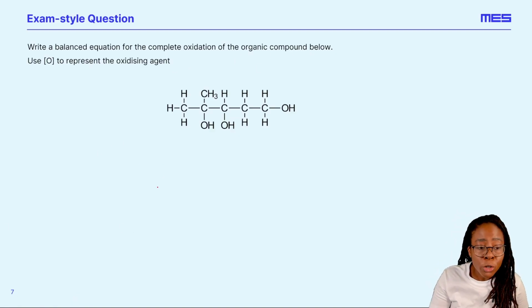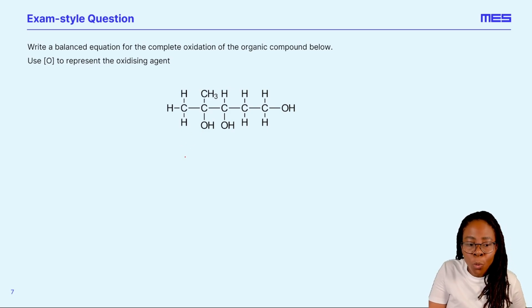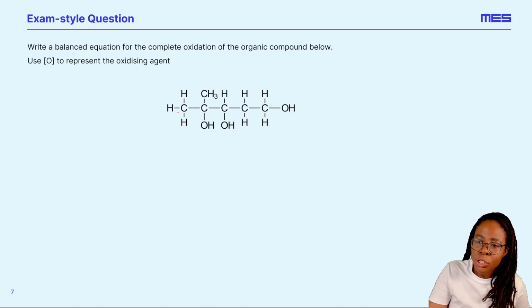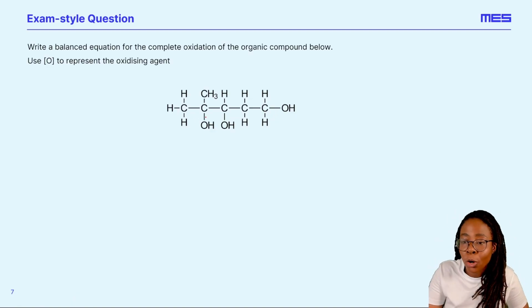So we're not going to rush. We're going to look at each alcohol group in turn and figure out what's going on. Because here we've actually got three alcohol groups and they are different classifications of alcohol. So let's just start left to right.